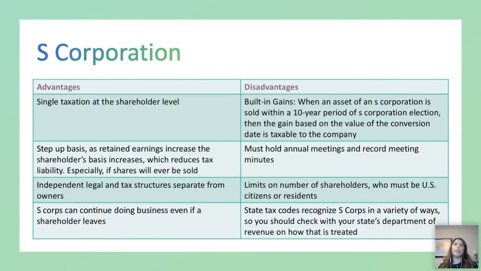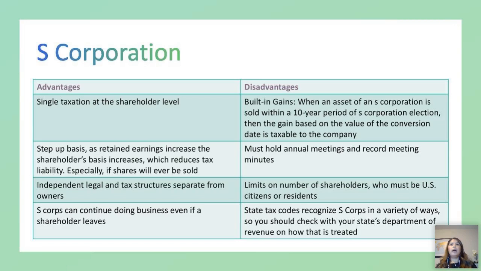An S corporation. So an S corporation, one of the biggest advantages is that you get step up basis in it. And what does that mean? As your business continues to be open for years, you will build up your retained earnings that will increase and therefore increase your shareholders' basis equity, which reduces your tax liability, especially if your shares will ever be sold in the future. So that's something that you may want to think about if you're planning to sell your business.